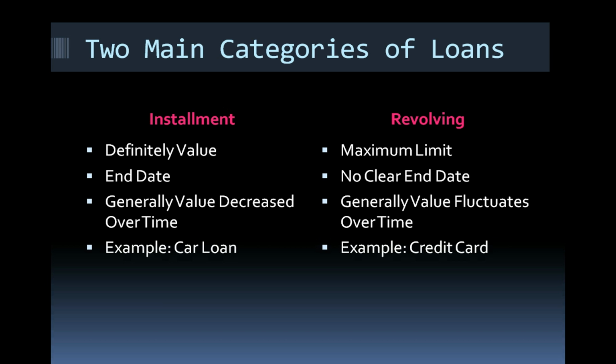Now, a revolving loan has a maximum value. If you remember back when I was talking about the evaluation amount, for a revolving loan it is going to be a maximum limit. Now, there's no clear end date. You just use it as needed, and it generally fluctuates over time. When I say fluctuate over time, I don't mean if you're using it as supplemental income and you have a balance at the end of the month. What I more or less mean is you use it, it goes up, then you pay it off and it goes down. A really good example of that would be a credit card.